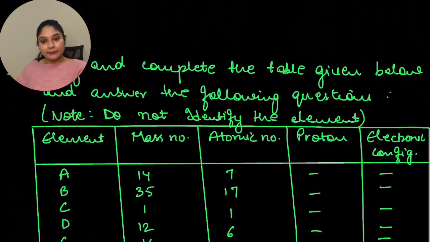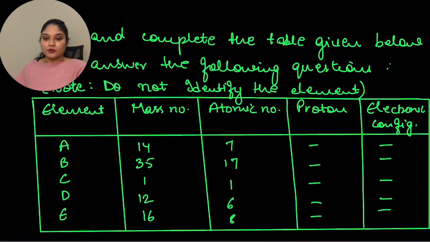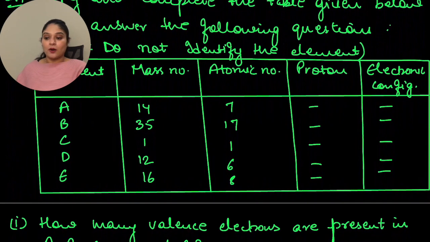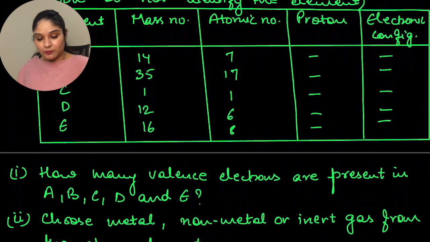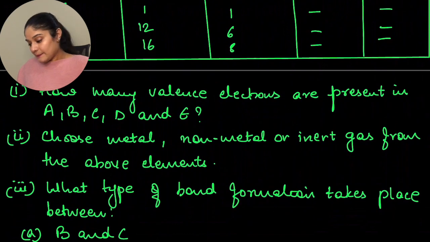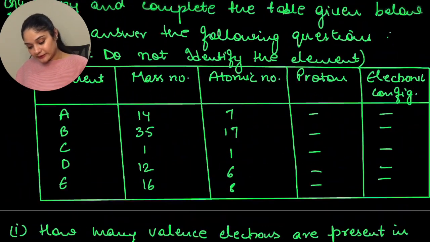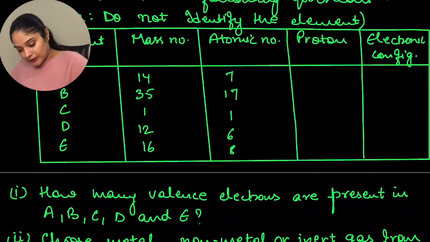Let's move to the next one. Copy and complete the table given below and answer the following questions. Do not identify the elements. So you have elements A, B, C, D, E given. Mass number is given. Atomic number is given. Protons and electronic configuration is not given. So we have to complete that. So let's start working on it. Let me read the questions once. How many valence electrons are present in A, B, C, D, E? Then choose metals, non-metals and inert gases from the above elements. Then what type of bond is being formed, and that's it. So let's get started. First I'll delete and make some space here, and let's start writing.